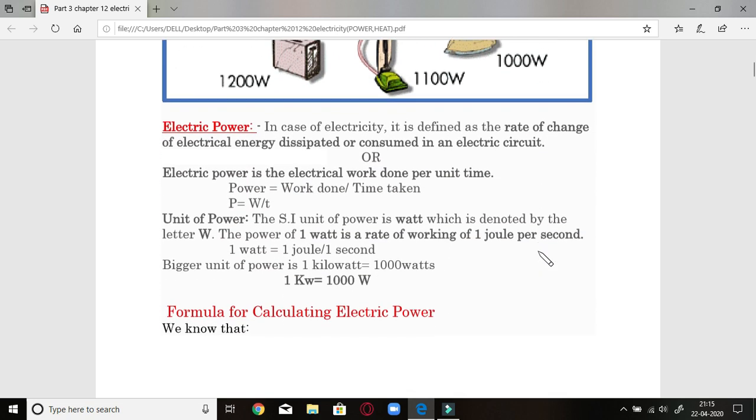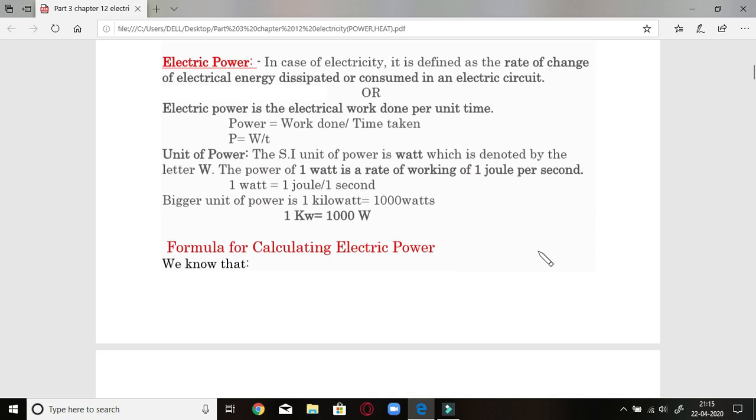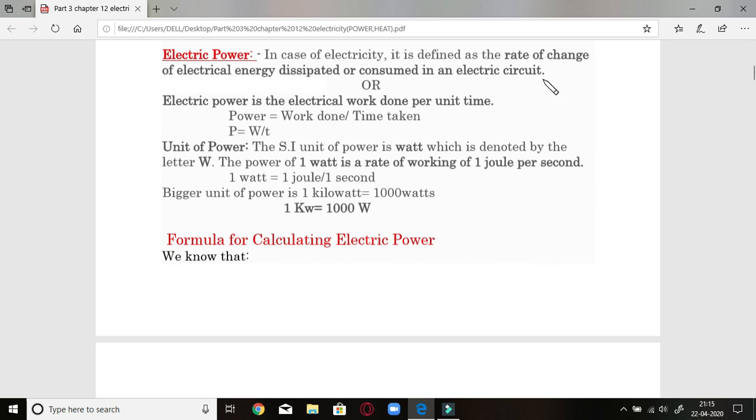Now let us see what is electric power. In case of electricity, it is defined as the rate of change of electrical energy dissipated or consumed in an electric circuit.